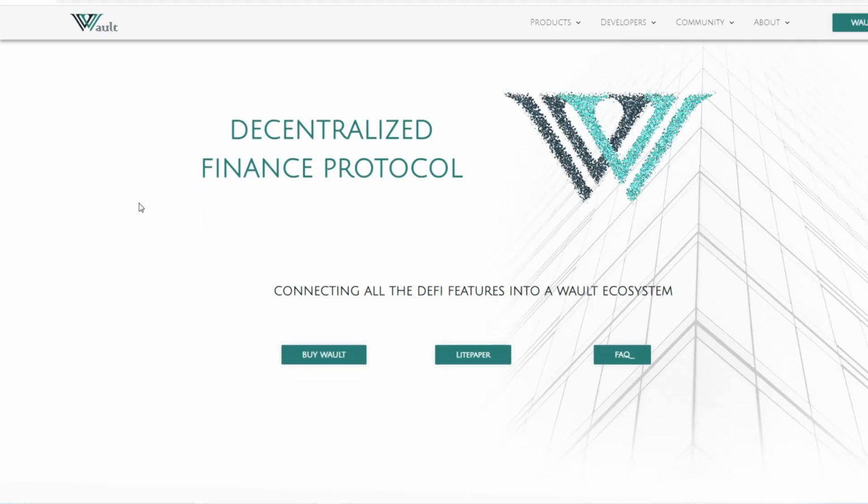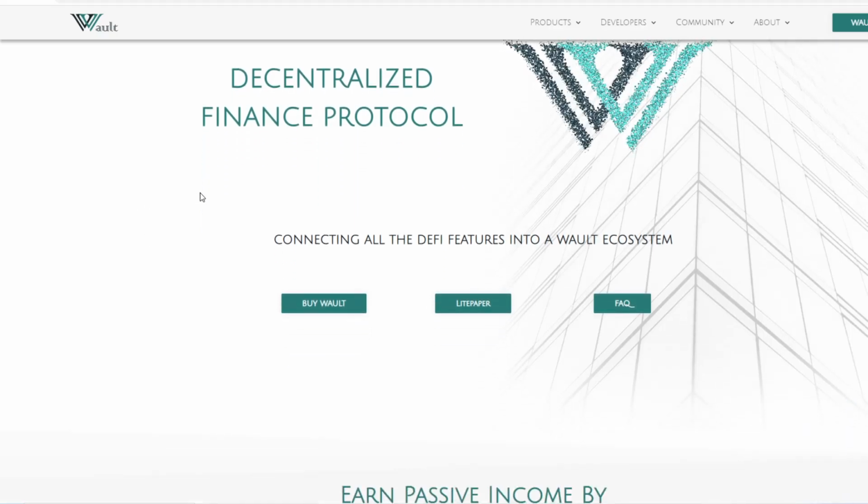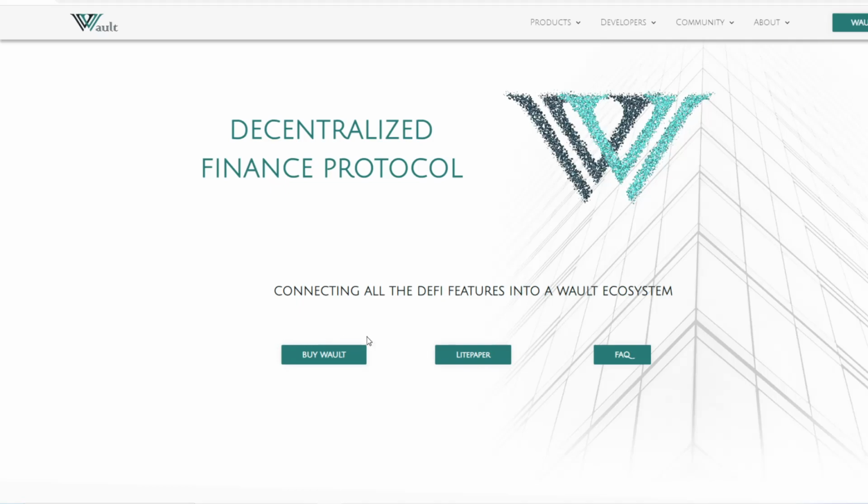So first and foremost, when you go onto the site, it clearly says here Decentralized Finance Protocol, essentially connecting all the DeFi features into one ecosystem, which is pretty unique. We do hear that a lot of projects have that key focus, but I want to actually show you why we have a unique differentiation. So if you want to get straight to it and you don't have time, what you can do is just click on the Lightpaper, and I'm just going to show you now.